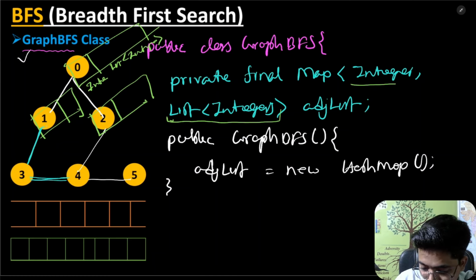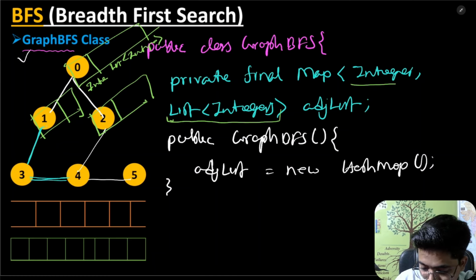So adjacency list dot computeIfAbsent. We'll be checking the first point u, with respect to this point and this point also. Let's say this is point u and this is point v. So we'll be checking if this u point exists, I mean if the neighborhood array exists for this u point.